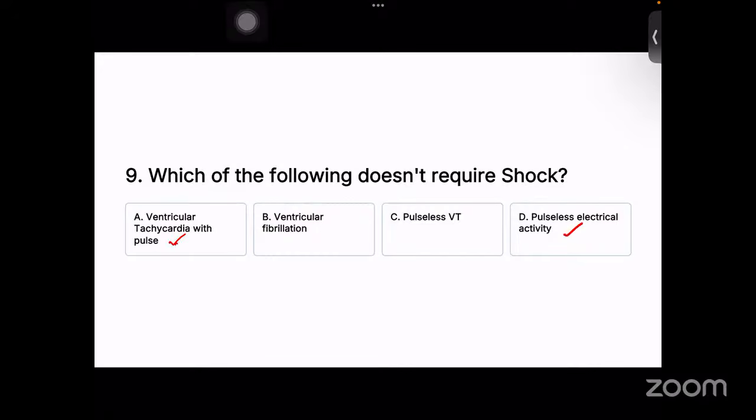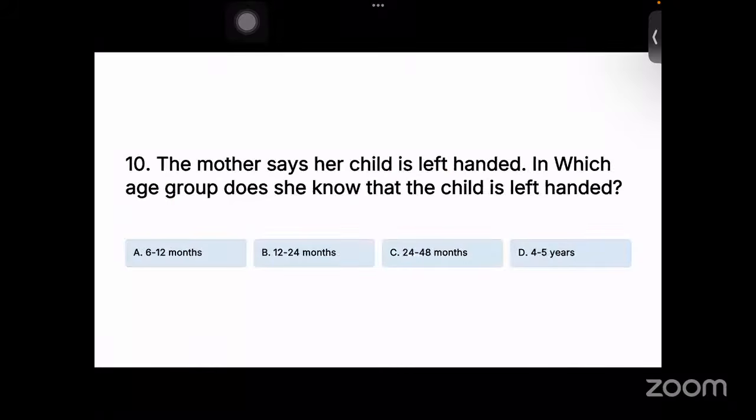Because for VT with a pulse, we basically use rate control or rhythm control drugs rather than the shock. With VT with a pulse, the patient is technically hemodynamically stable and requires antiarrhythmic agents. For pulseless VT and VF, we obviously go for the shock. So this is all about shockable and non-shockable rhythms.